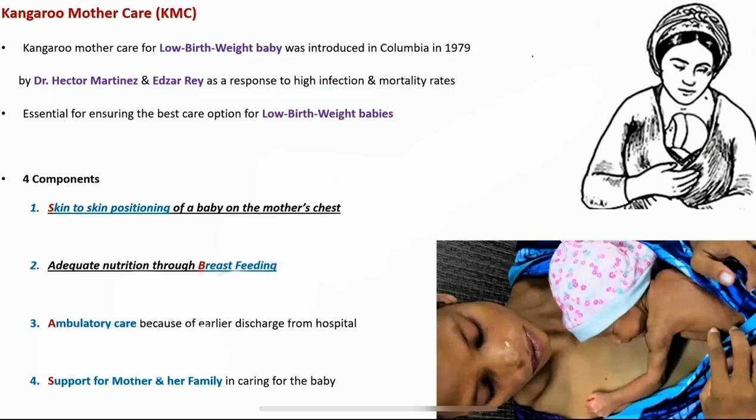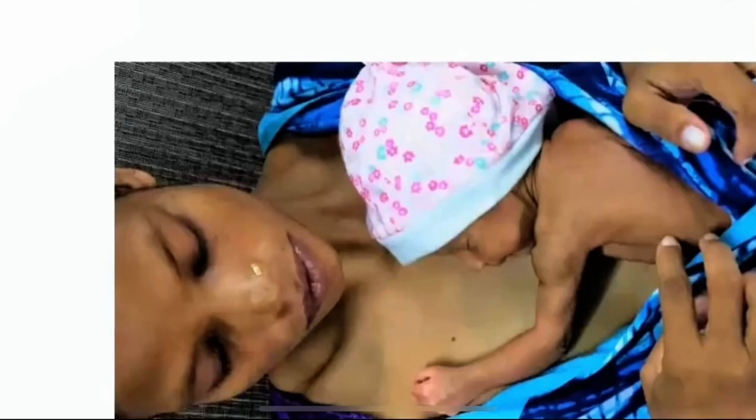Hector Martinez and Edzar Ray in response to the high infections and the mortality rates. We know that low birth weight babies have high infection rates, and the mortality rate is quite high in them. In India, 18% of babies fall under the low birth weight category. So the death rate in these babies is very high.